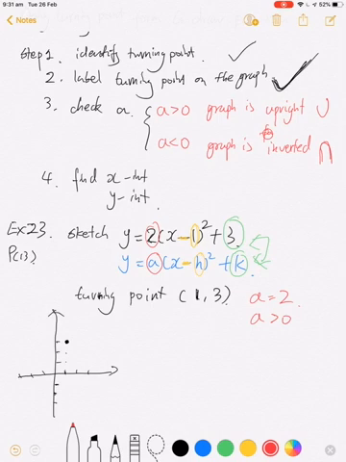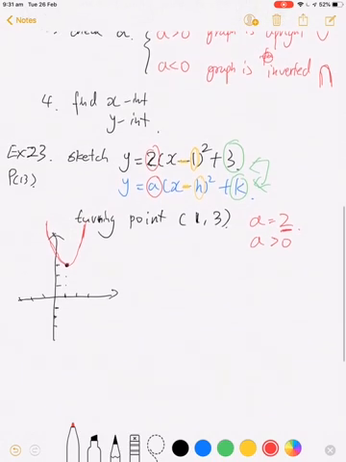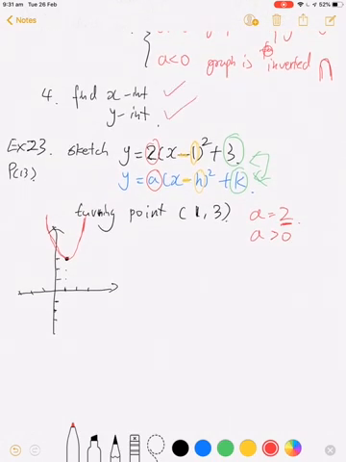And we know a, in this example 23, a is equal to 2, which is larger than 0, so the graph is going to be upright. So roughly, I know the graph is going to look like this. It's not accurate, but at least we identified the general shape. Okay, so this is done. To make it even more accurate, we need to find the x-intercept and y-intercept.